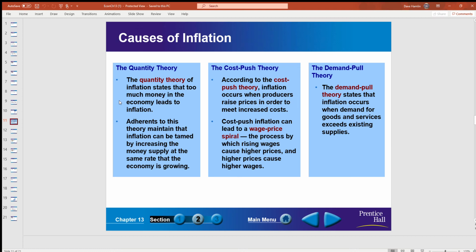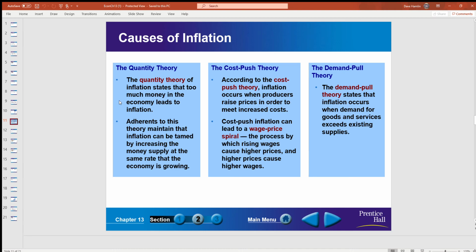You probably recognize this. With cost push theory, inflation occurs when producers raise the prices to meet increased costs. In other words, maybe I'm Mario at the pizza parlor and the price of cheese goes up. I'm not going to take the hit. I've got to raise my prices. I'm going to pass that increase in the price of cheese onto the price of my pizza, and you're going to pick it up as a consumer. In other words, I'm pushing the cost from me to you.